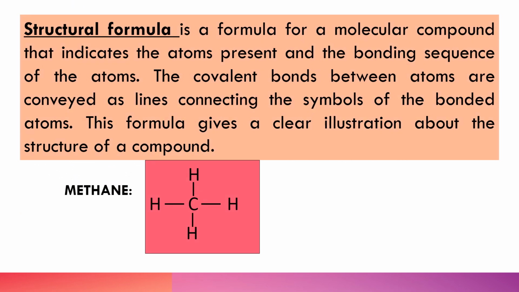Structural formula. It is a formula for a molecular compound that indicates the atoms present and the bonding sequence of the atoms. The covalent bonds between atoms are conveyed as lines connecting the symbols of the bonded atoms. This formula gives a clear illustration of the structure of a compound. So we have here an example of the structural formula of methane. In methane, we have 1 carbon and 4 hydrogen.